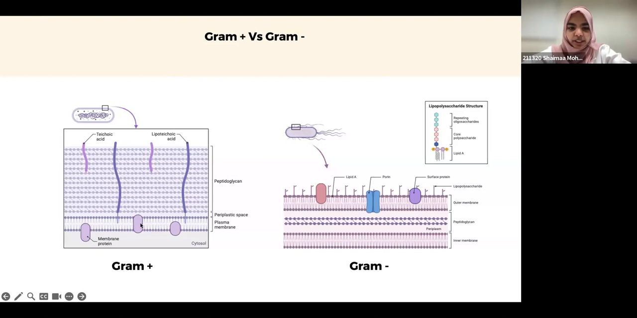Thicker cell wall in gram-positive, that makes sense. Look at how much thicker it is. Usually we have like 50 to 100 layers of peptidoglycan in a gram-positive, but in a gram-negative, it's like 2 layers or so. What else can you see is the difference?